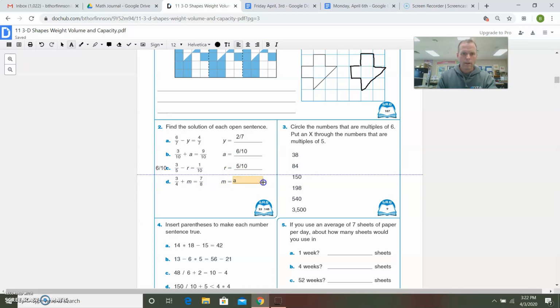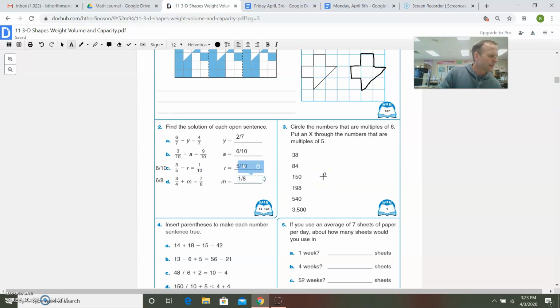Okay. Next one, we're going to change our fourths, 3/4, into eighths. Well, 3/4 becomes 6/8. We multiply by 2. Now it's easy. 6/8 plus what is 7/8? Answer is 1/8. Okay.